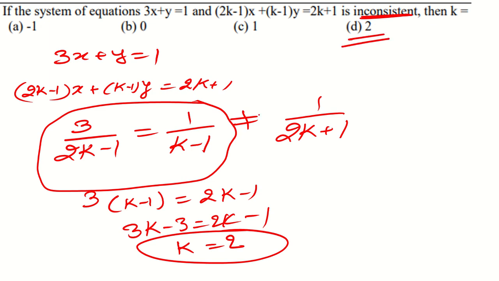So you see, if you remember this formula, then it will be very helpful for you. Again, I am telling you, for consistent with a unique solution, a1 upon a2 is not equal to b1 upon b2. For infinite solutions, or consistent infinitely, a1 upon a2 is equal to b1 upon b2 is equal to c1 upon c2. And a1 upon a2 is equal to b1 upon b2 is not equal to c1 upon c2 is for inconsistent, or no solution.